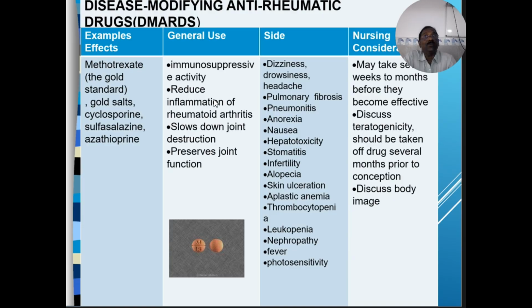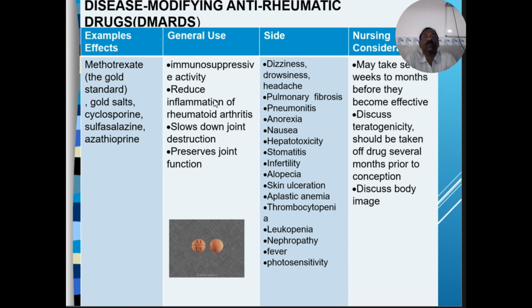Sulfasalazine will reduce the sperm size and also the sperm count. So in an infertile male with ankylosing spondylitis, which also occurs in young individuals, more in males, again in the age group of 20, 30 or 40 years, if there is a history of infertility, definitely avoid using sulfasalazine. Alopecia is very common with methotrexate. Skin ulcerations, aplastic anemia, thrombocytopenia, leukopenia, nephropathy, fever, drug-induced fever. Drug-induced fever is very common with DMARDs.